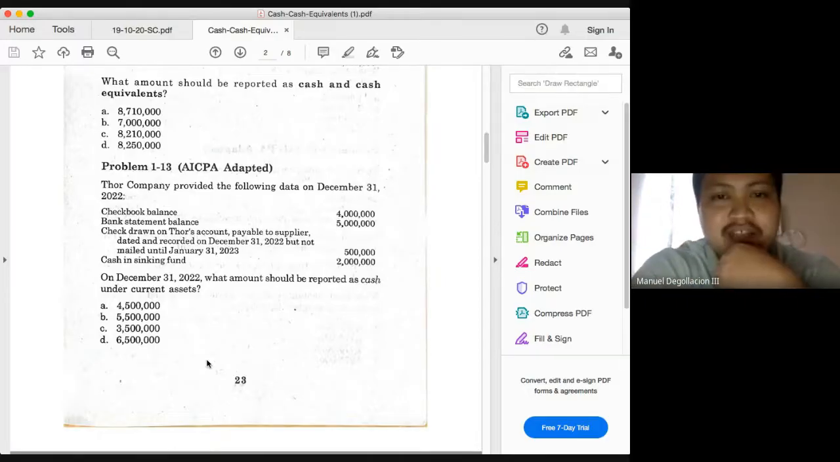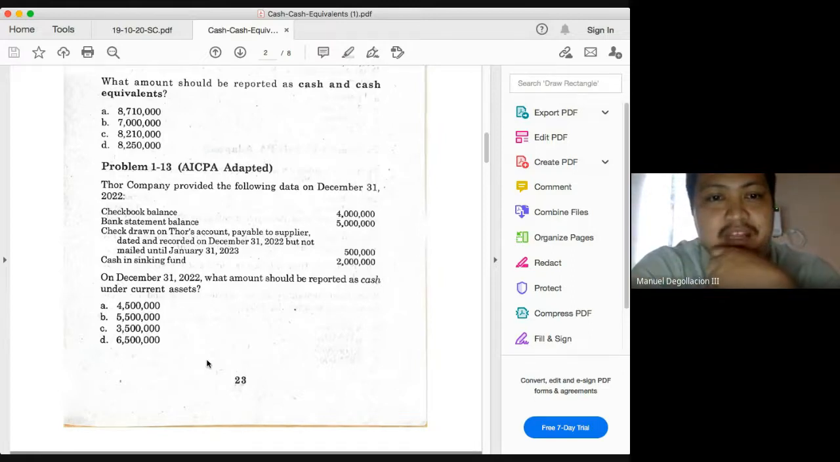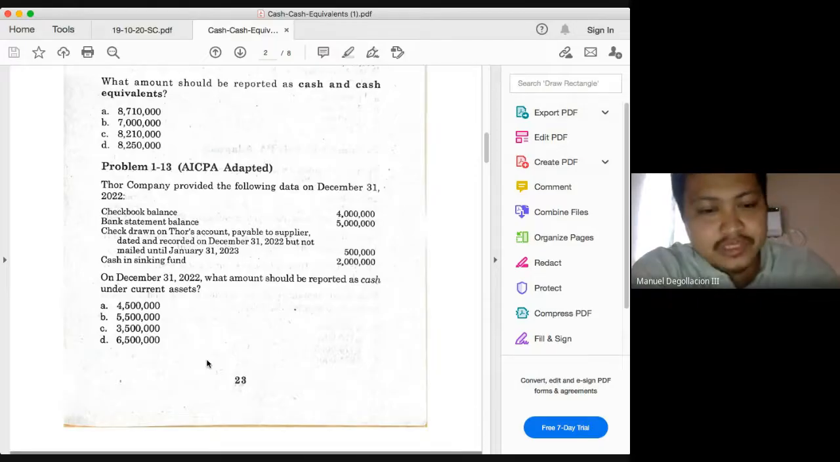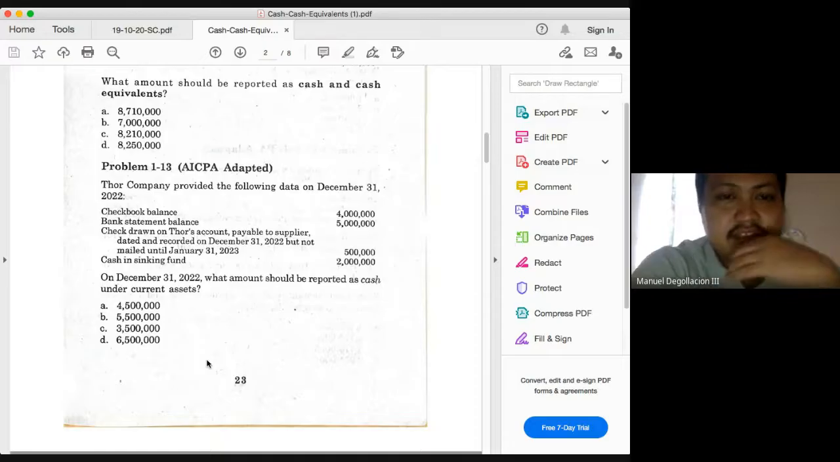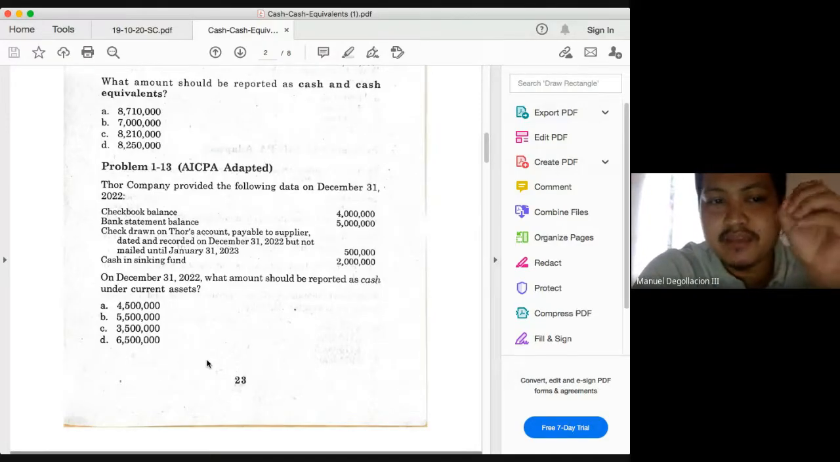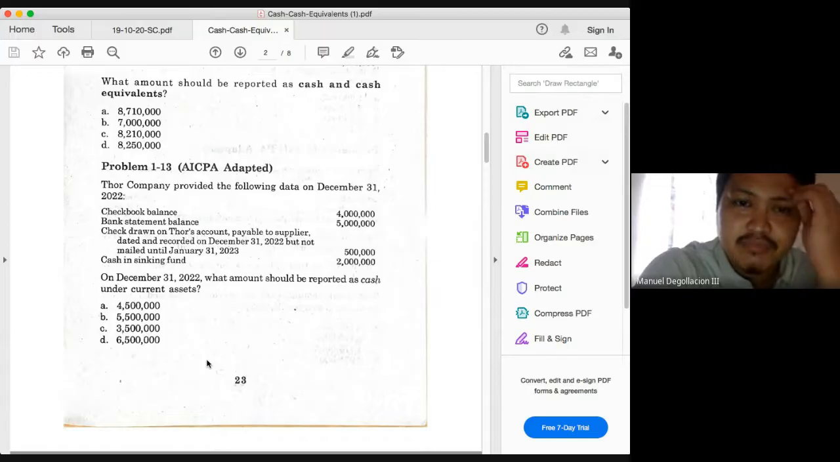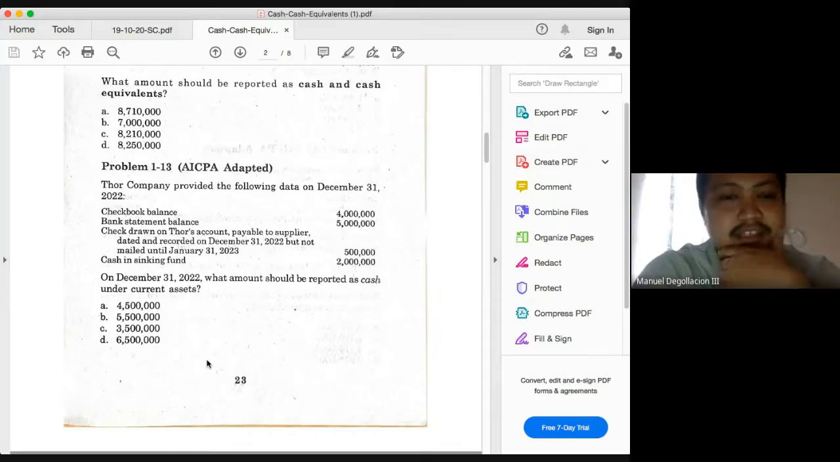Then you have your bank statement balance, which would tell you the balance of the same cash in bank account, class, but this is as far as the bank is concerned. So what I am trying to emphasize, class, is that both the checkbook balance and the bank statement balance pertain to the same thing. Okay, they are supposed to tell us the balance of our cash in bank. Okay, it's just that the checkbook balance is maintained by the entity while the bank statement balance is prepared by the bank.